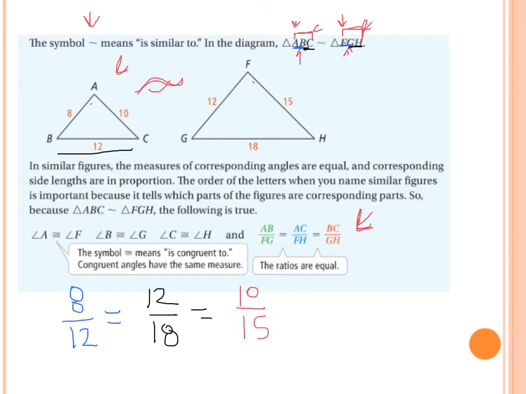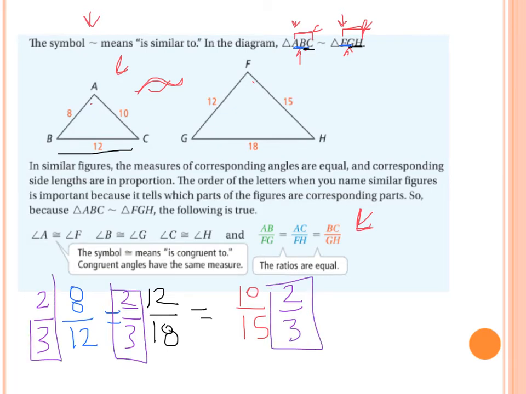Now to make sure that they are similar, I would reduce each fraction. 8 over 12 can both be reduced by 4, so 8 divided by 4 is 2, 12 divided by 4 is 3. 12 and 18 can both be divided by 6. 12 divided by 6 is 2, and 18 divided by 6 is 3. And 10 over 15 can both be divided by 5. 10 divided by 5 is 2, and 15 divided by 5 is 3. See how all the fractions, once they're reduced, are the same? That's because the figures are similar.